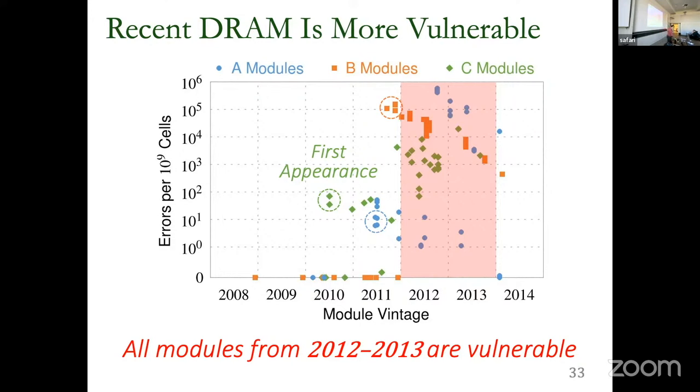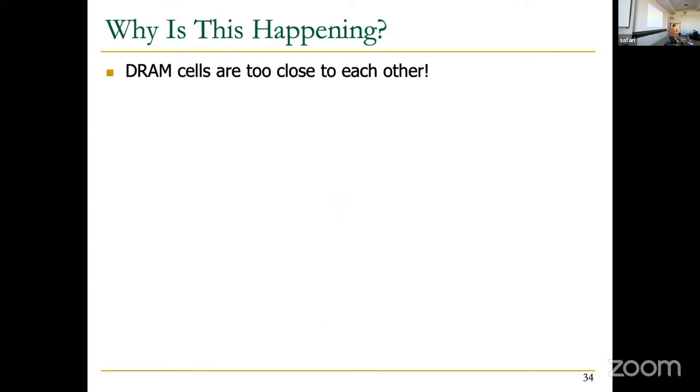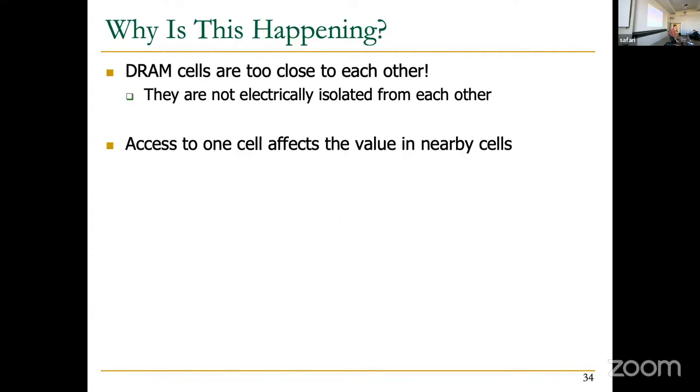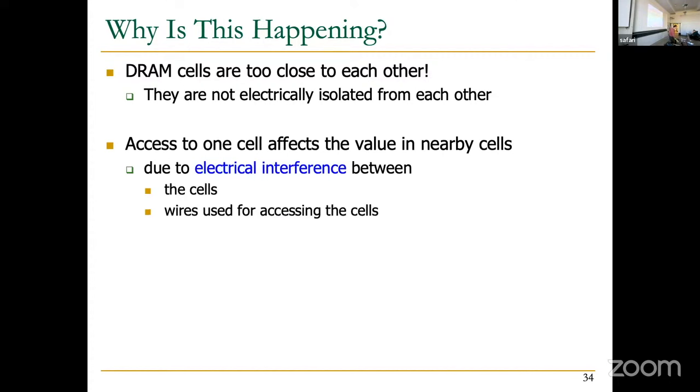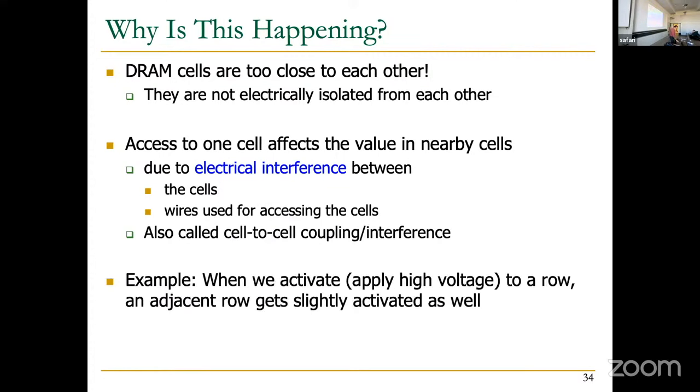So what is this noise that we're talking about? Basically, cells are too close to each other. They're not electrically isolated from each other. As a result, when you access one row or one cell, you affect the value in nearby cells because of the electrical interference that happens between the cells and the wires that are used for accessing the cell. The wire is the word line, and the cells are on that word line, right? This is also called cell-to-cell coupling or interference.